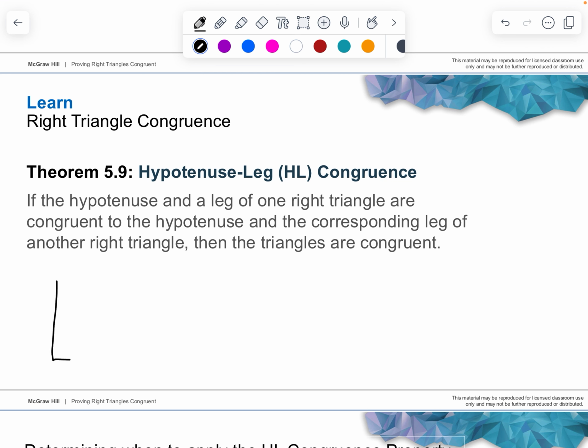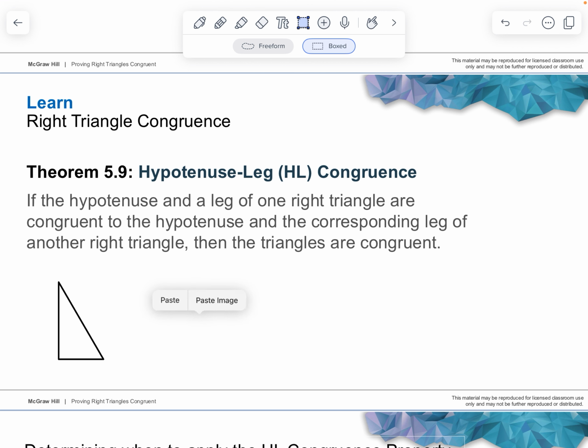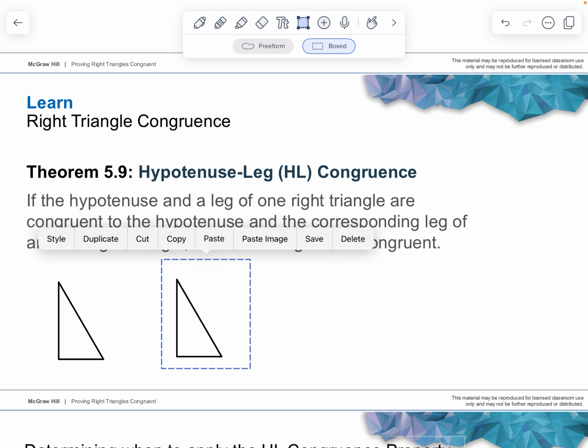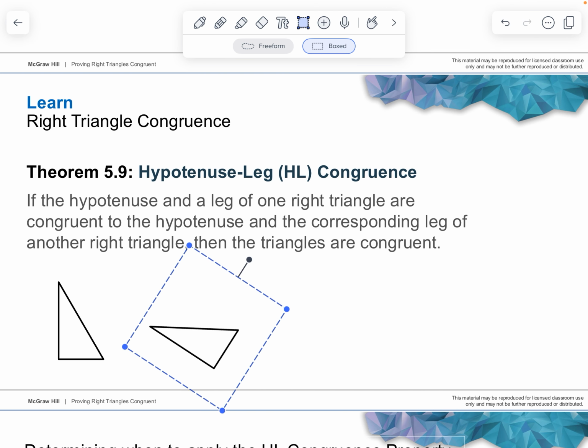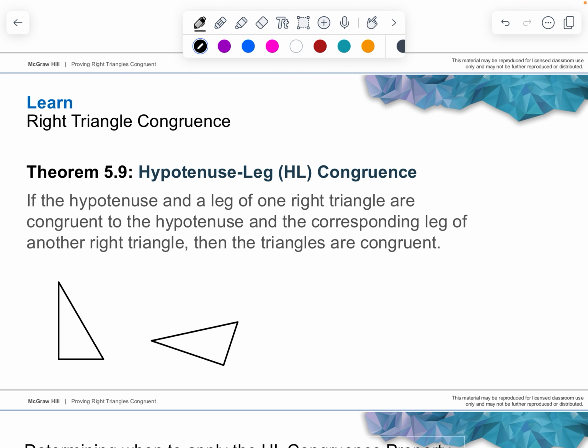So I want to draw this out. I'm going to draw, here we go, we got one right here. And we're going to copy that. They might even be at different angles. We don't usually do that, but I'm going to point out that they could be at different orientations. But if the hypotenuse right there is the same length and the corresponding side or corresponding leg.